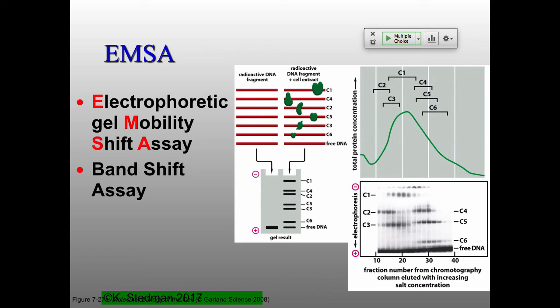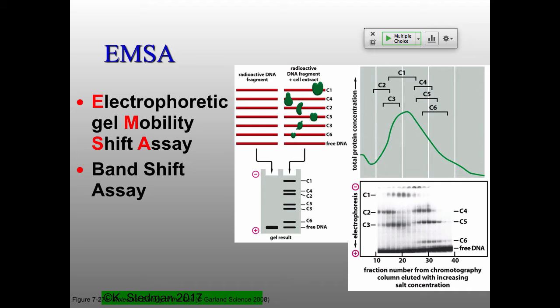So the first of these is called the EMSA, horrible acronym, usually called a band shift or a gel shift assay. But EMSA, if you can remember that acronym, actually tells you a lot more about what's happening here. It's an electrophoretic mobility, actually this should be shift assay. What do we mean by electrophoretic mobility? Hopefully all of you have done agarose gels. You know something about DNA gels.